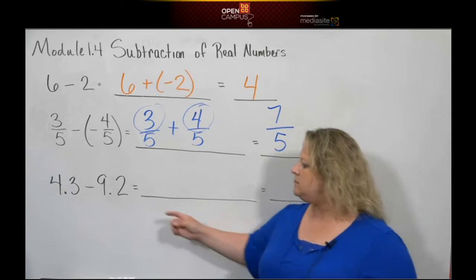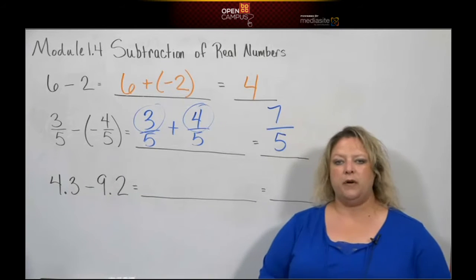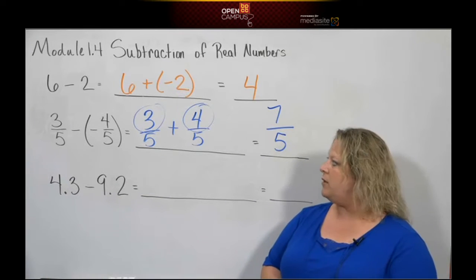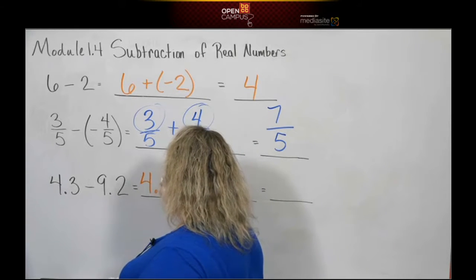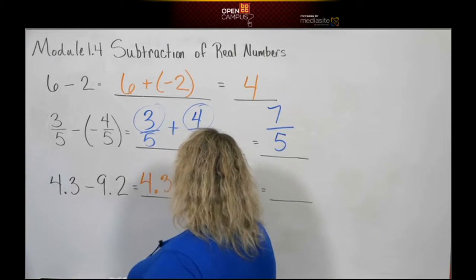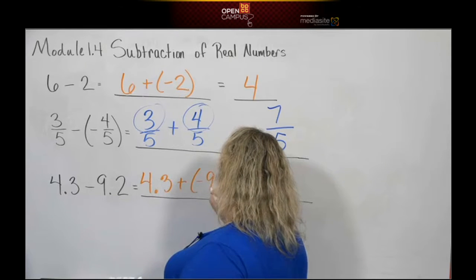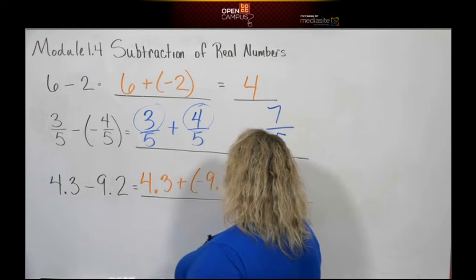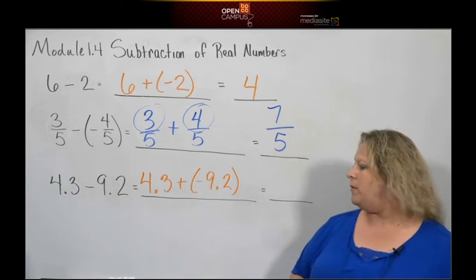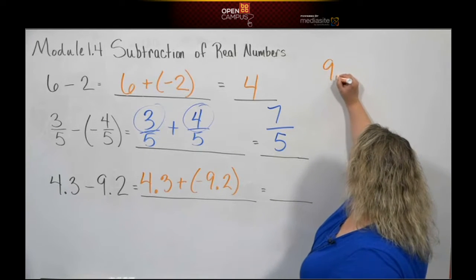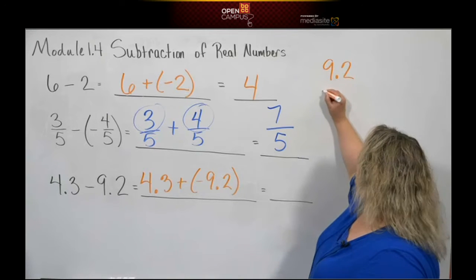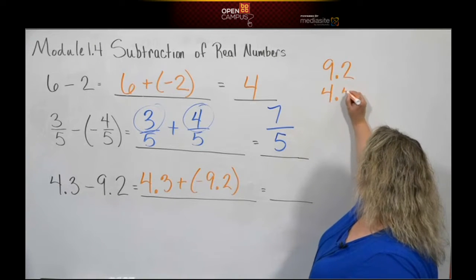Now we have 4.3 minus 9.2. We're going to rewrite that one to read 4.3 plus the opposite, which would be a negative 9.2. So when I work this problem out, I'm going to line my numbers up and put 9.2 at the top, and I'm going to put 4.3 under it.